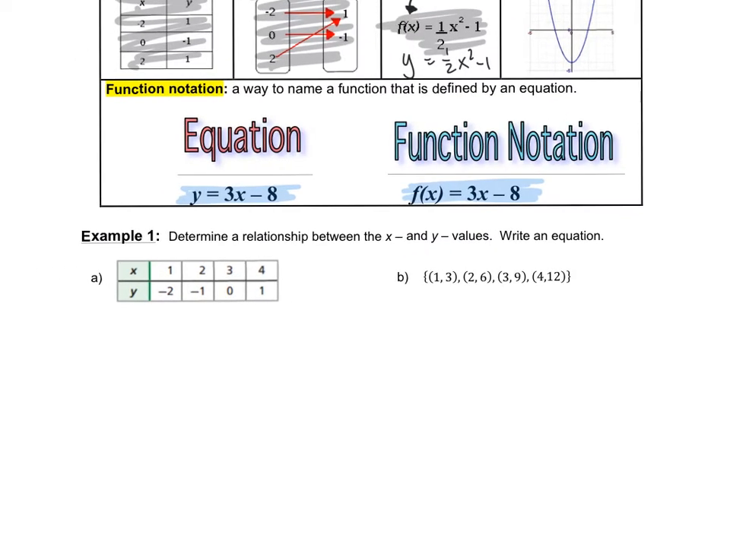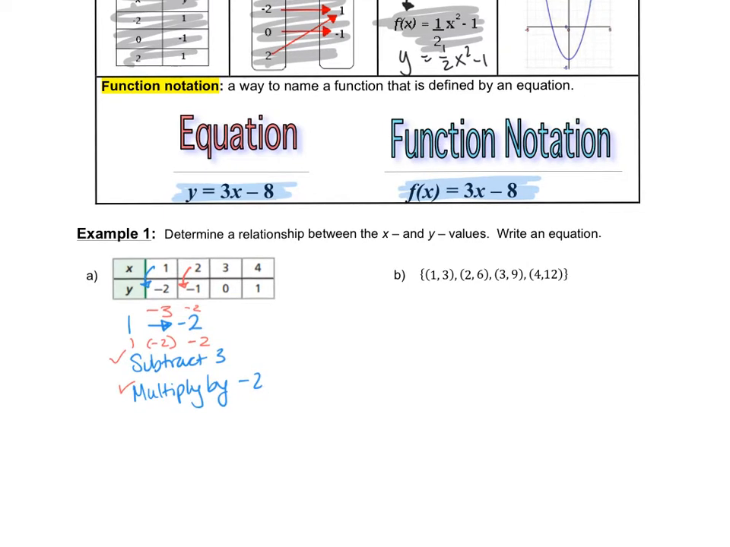Okay, determine the relationship between the x and the y values. So I'm trying to figure out how to get from this x number to the y number. So to get from 1 to negative 2, there's possibilities of what I could have done. I could have subtracted 3, or I could multiply by negative 2. So let's try it. So if you do 1 minus 3, you get negative 2. And if you do 1 times negative 2, then you get negative 2. So either way, both of these worked, but I need to know if it's going to work for the next set of x, y values.